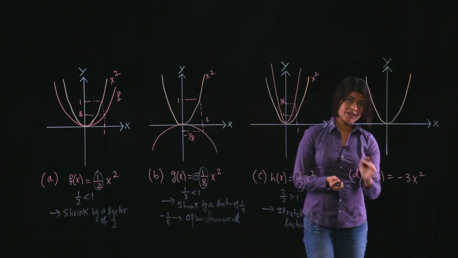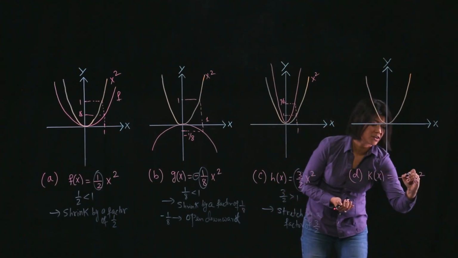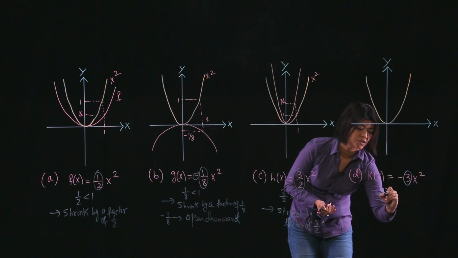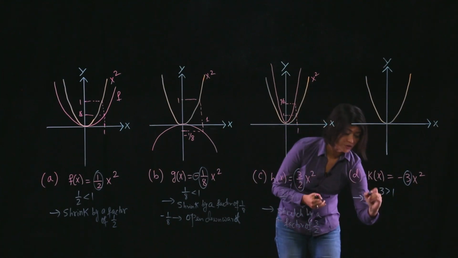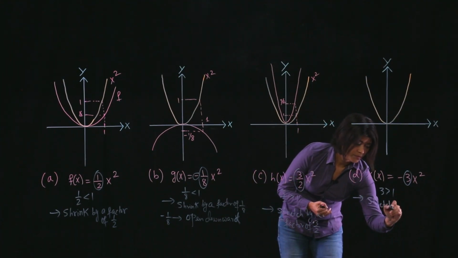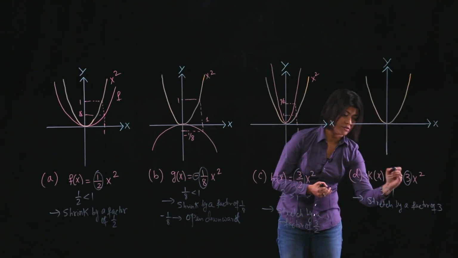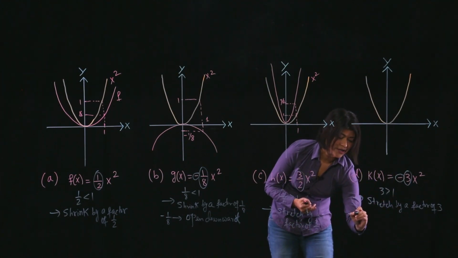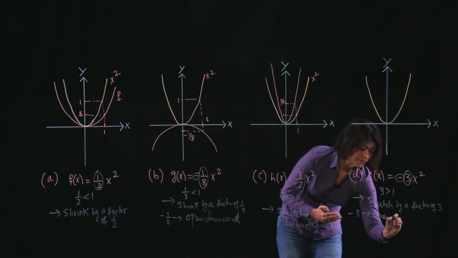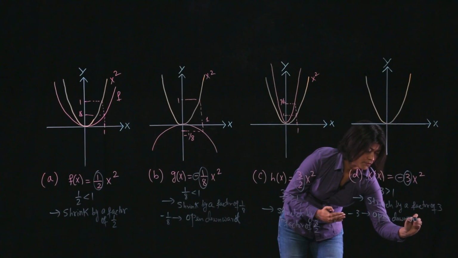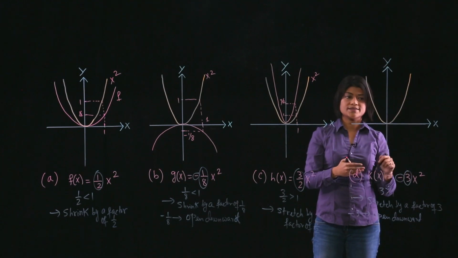The last function is k of x, equal to -3 x squared. First, note that the constant is 3, which is greater than 1, which means that the graph of k will stretch by a factor of 3. But also there is the negative sign, which means the parabola will open downward. So first stretch it, then reflect it about the x-axis.